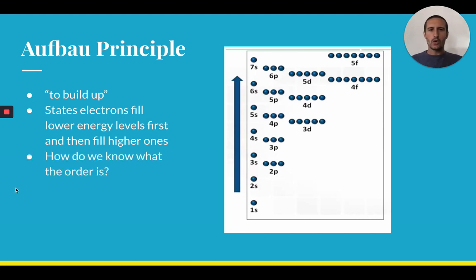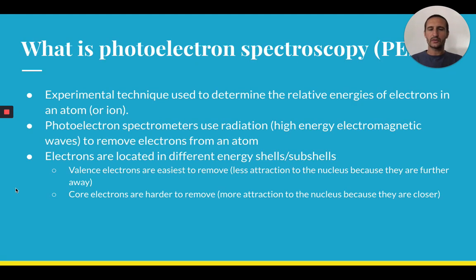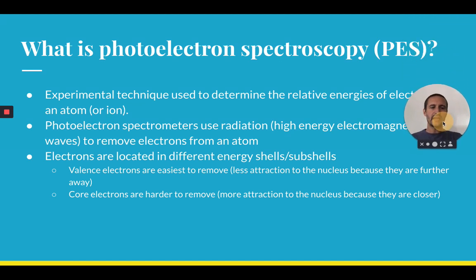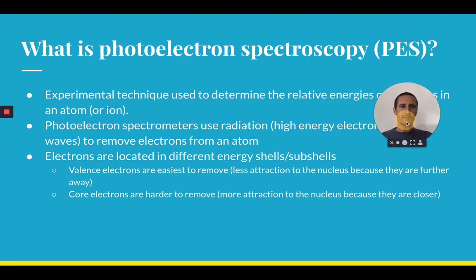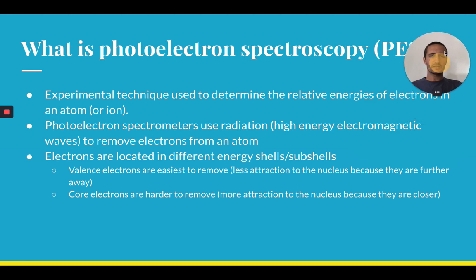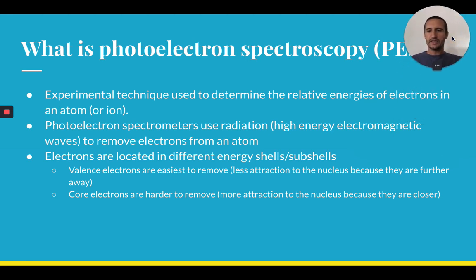So how do we know what the order is? And this is where photoelectron spectroscopy comes in, or PES. This is an experimental technique used to determine the relative energies of electrons in an atom.